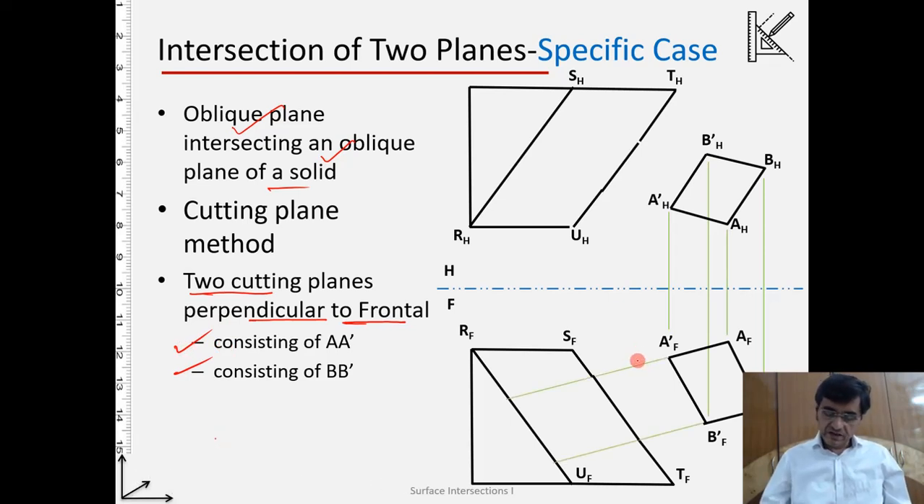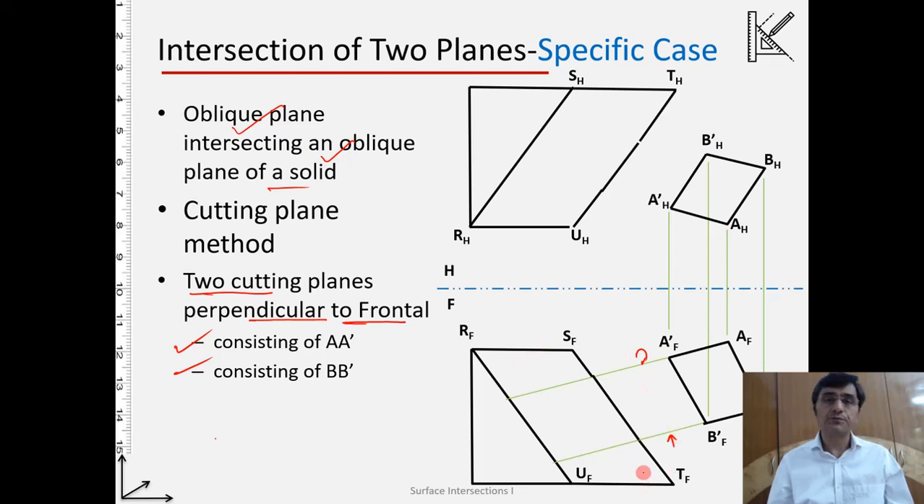So these lines are the projection of the cutting plane on the frontal. Because the cutting plane is perpendicular to the frontal, we are seeing the as view of the cutting plane. So these lines I can say are the as views of the cutting plane. Alright, as per the cutting plane method that we have done so far, where are these cutting planes intersecting? Because ultimately we have to determine the intersection of this plane with the oblique plane on the solid.